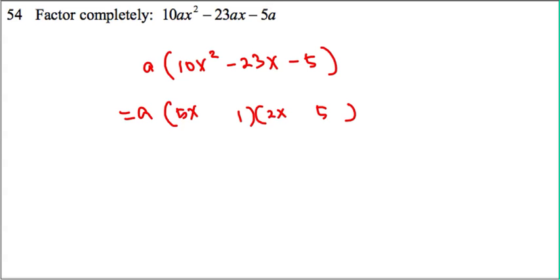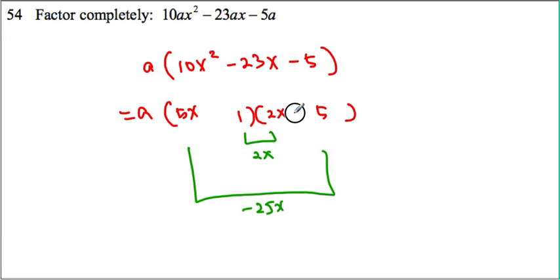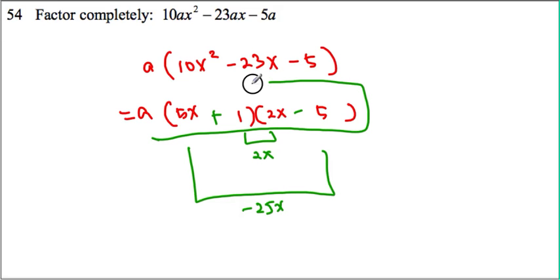In other words, if you want to check this one once again, inside and inside becomes 2x, outside becomes 25x. How can I get negative 23x? That means this one has to be negated, which makes this one positive. Alright, so this becomes our answer.